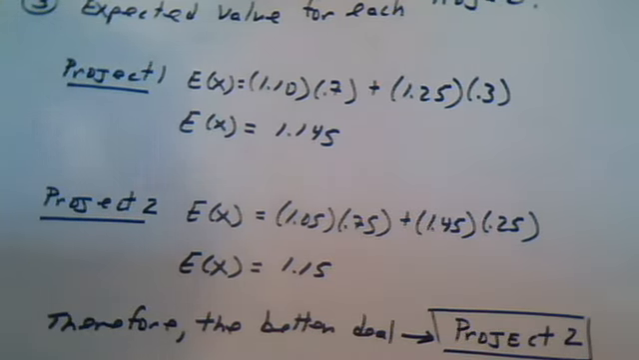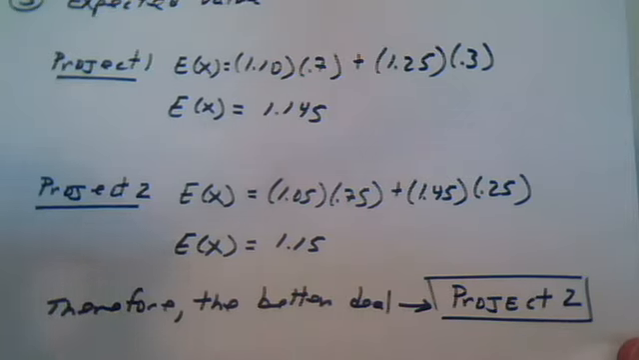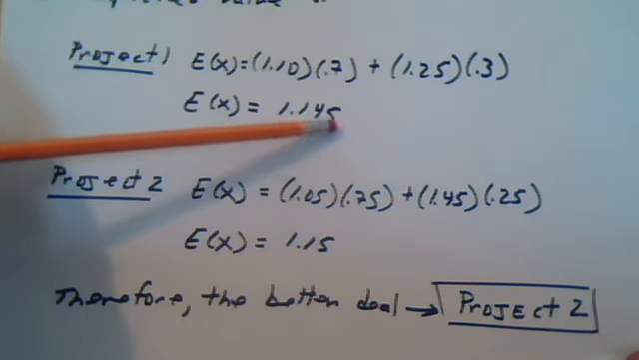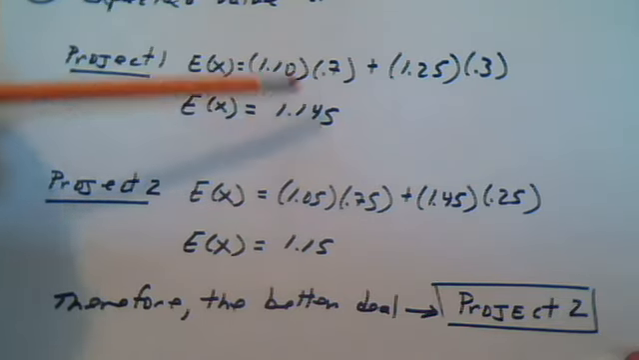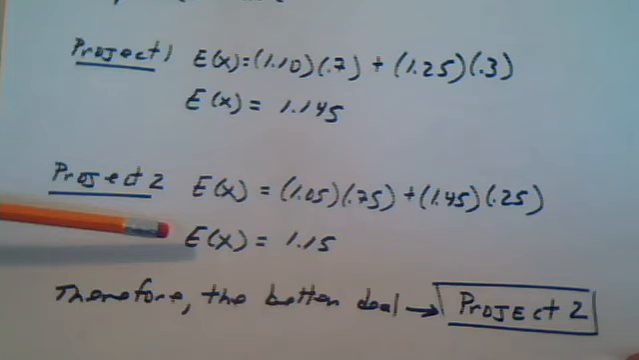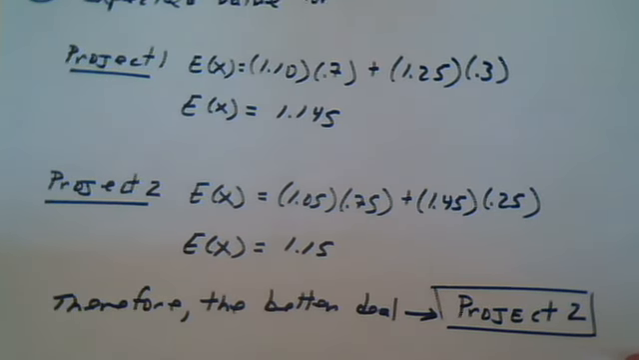So which is the more profitable project? Well, project 2. You might think, well, this one can be rounded to 1.15. Yes, but you would have to round it to get there. This one's there already, so this one's the better deal. Project 2.